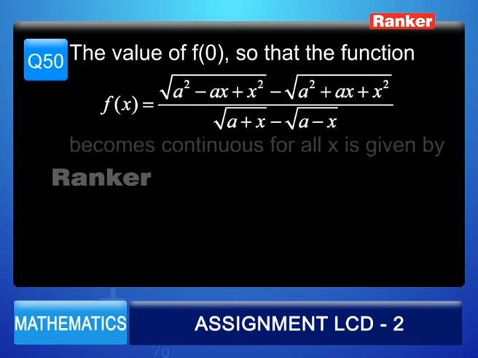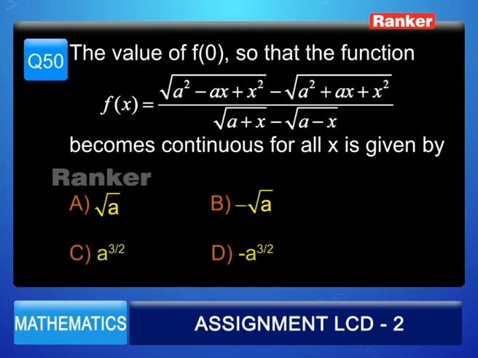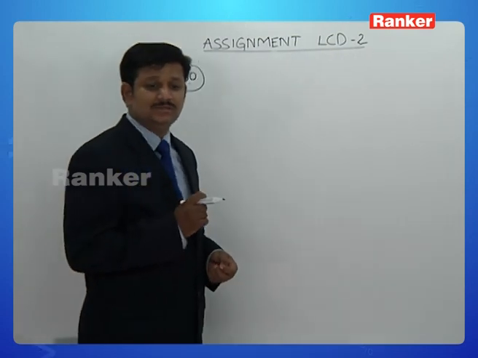Next question. Find the value of f of 0 so that the function f of x is equal to root over a square minus ax plus x square, minus root over a square plus ax plus x square, divided by root a plus x minus root a minus x, becomes continuous for all x. Because the function is given to be continuous for all x, the function should also be continuous at 0.